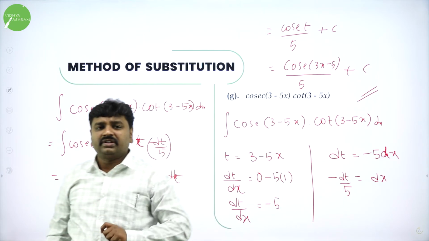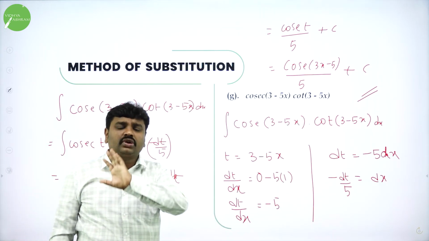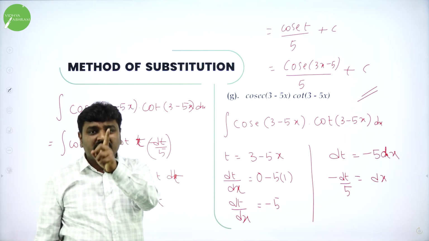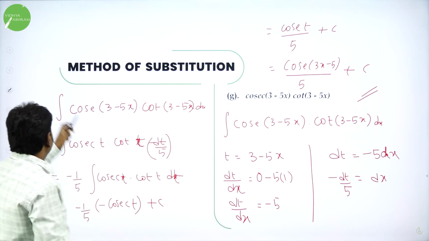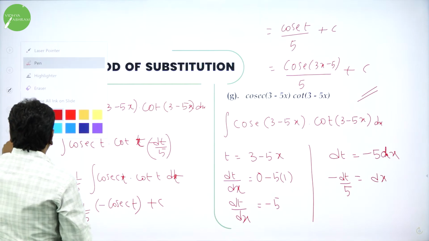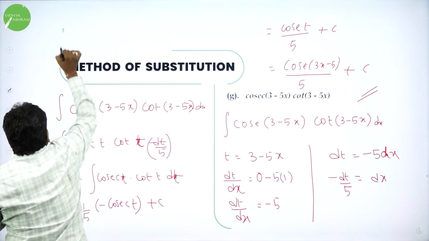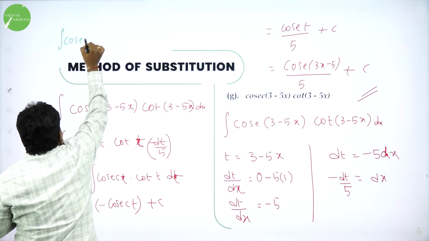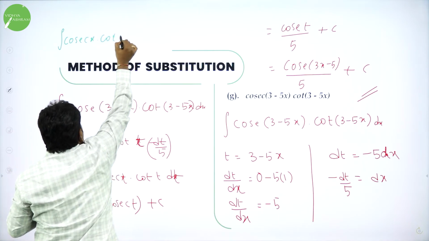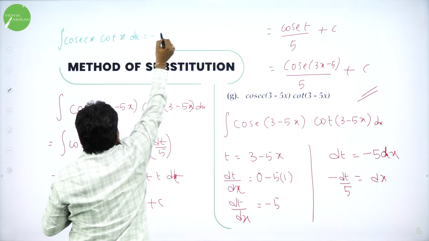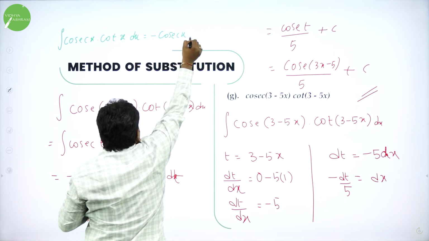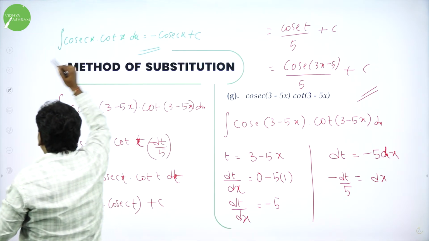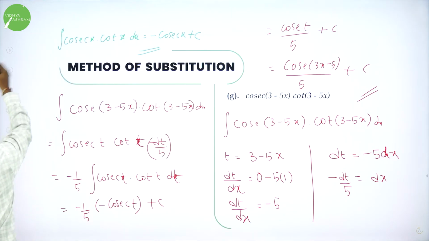So we have a formula. In the formula list you have learned the integration of cosecant into cot. The integration of cosecant into cot is minus cosecant x. Next. To solve this problem, what is the basic formula I should know? You should know the integration of cosecant x into cot x. What is the integration of cosecant x into cot x? It is minus cosecant x plus c. This is the formula you should know. Then only you can solve the problem.